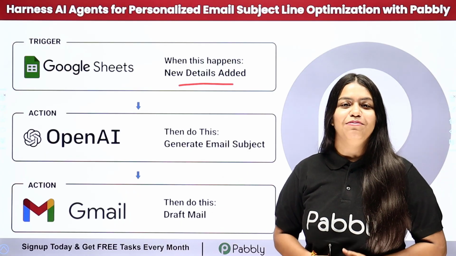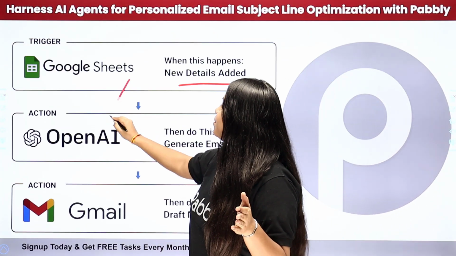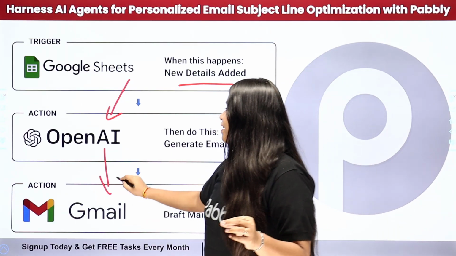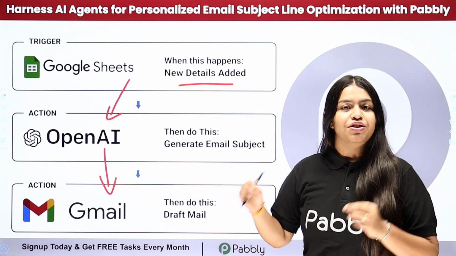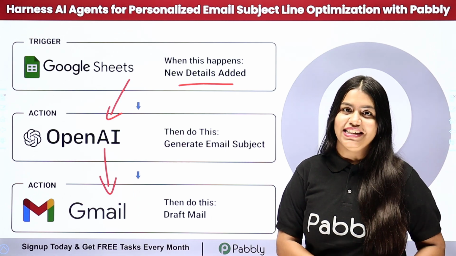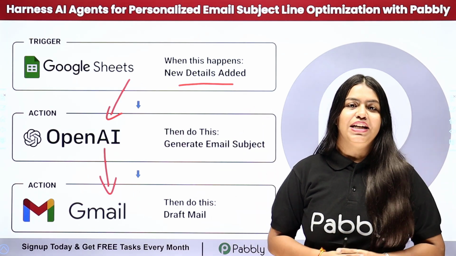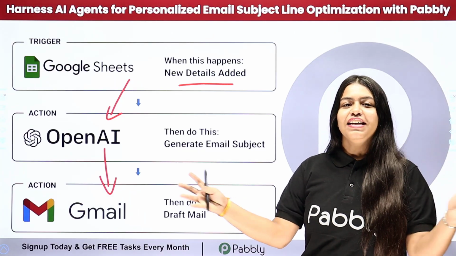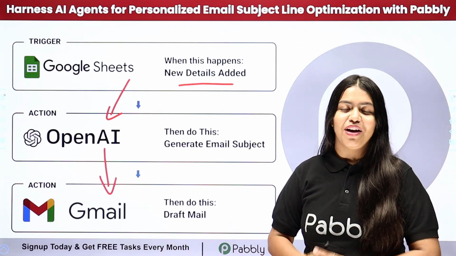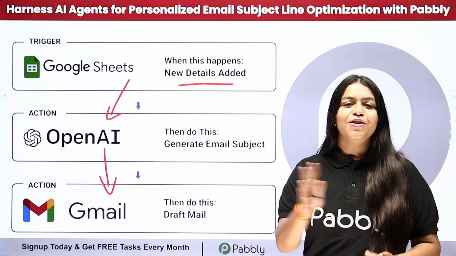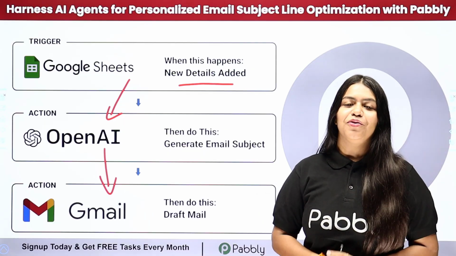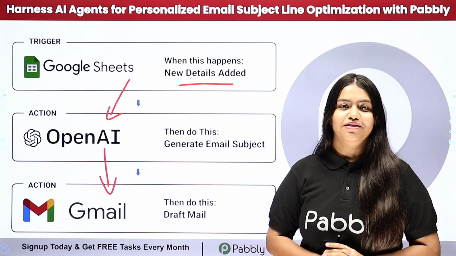So to do this, we are simply going to create a connection between Google Sheets, my AI agent, which is OpenAI, and then Gmail. And further, my team can review the drafts and send the email to my leads. We are going to create this connection without knowing any programming or coding language, with the help of an amazing automation software which is Pabbly Connect. So do you also want to create this automation or connection for your business? Then for that you have to come with me towards my screen.